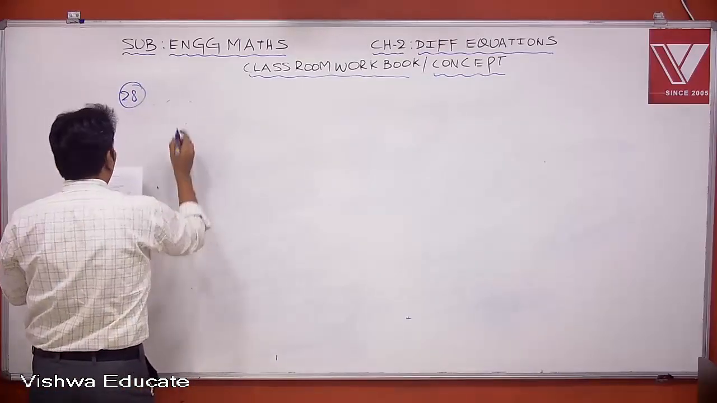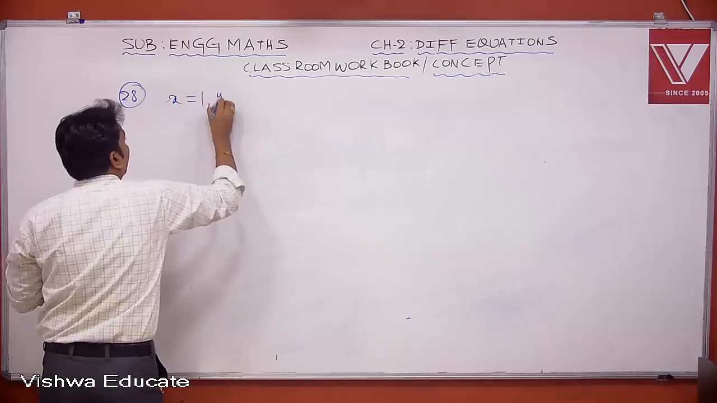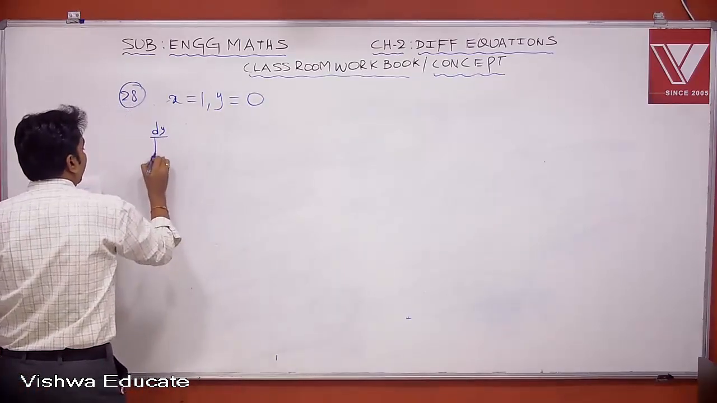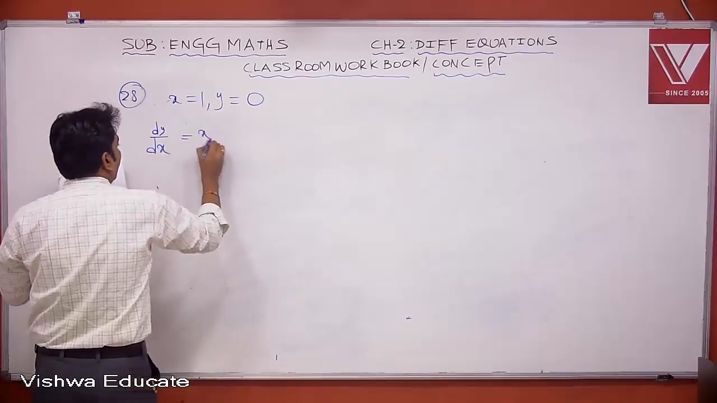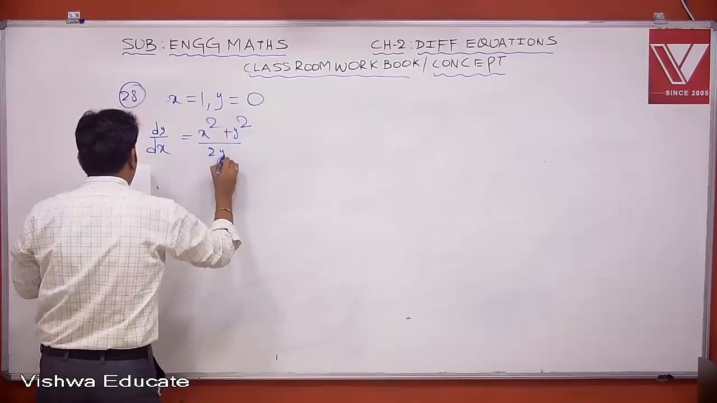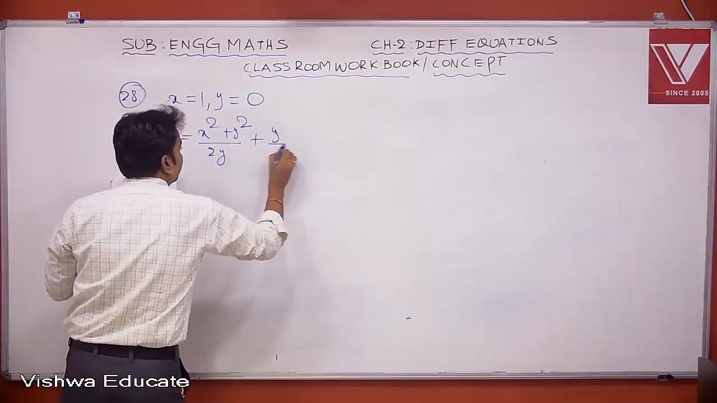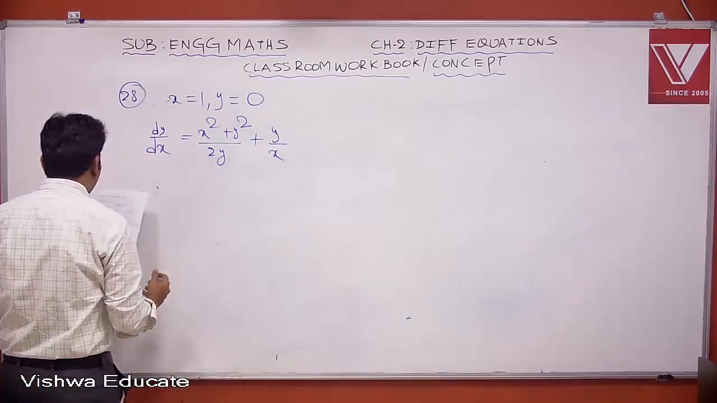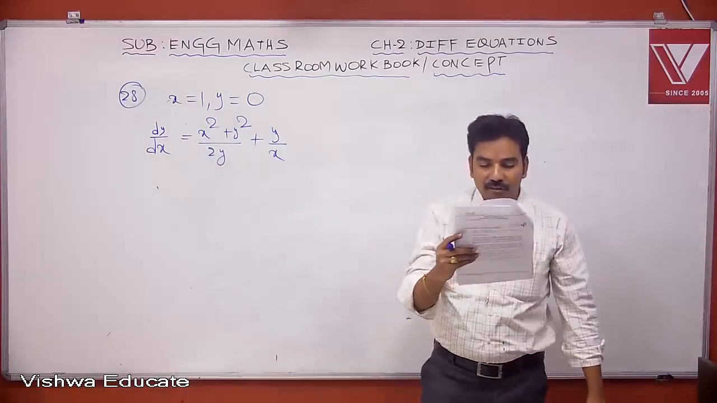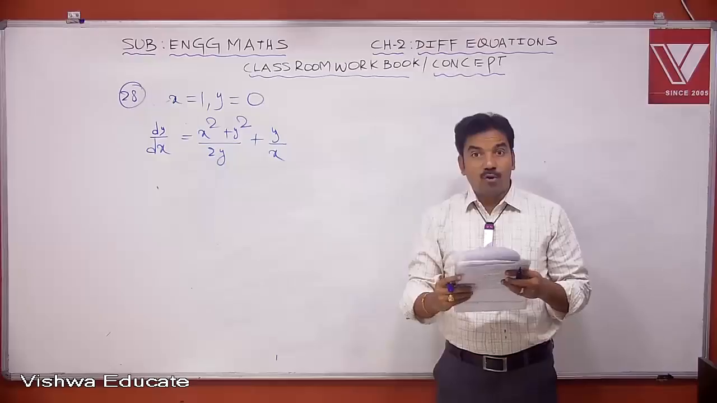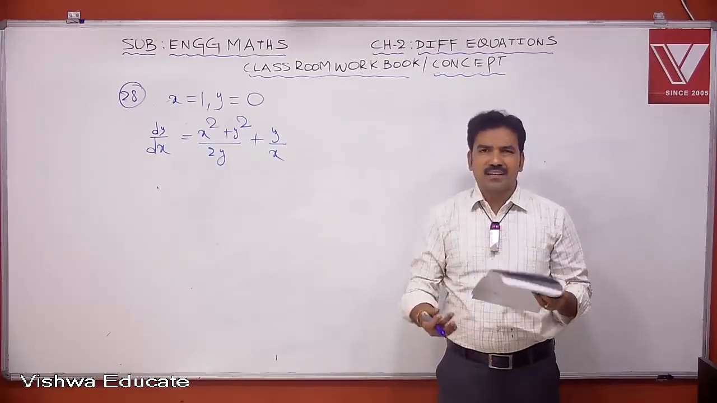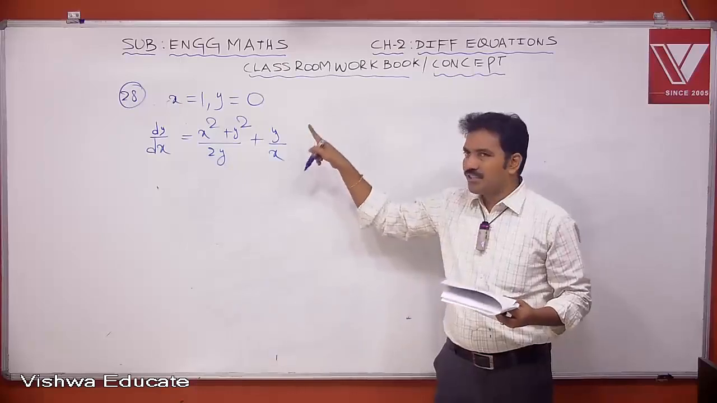A curve passes through the point x equal to 1, y equal to 0 and satisfies the differential equation dy by dx equal to (x square plus y square) divided by (2y plus y by x). The equation that describes the curve is, it's a first order first degree differential equation. So a boundary condition is given. They were asking the equation that describes the curve; indirectly they were asking the particular solution of this equation.